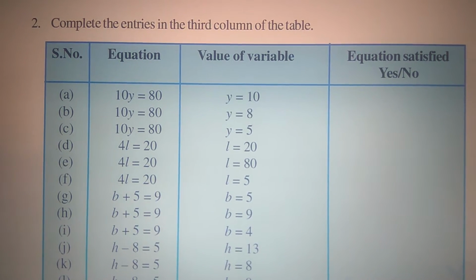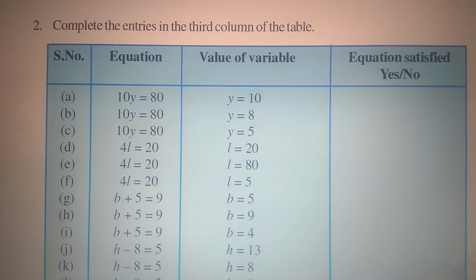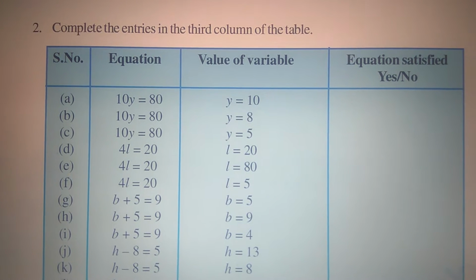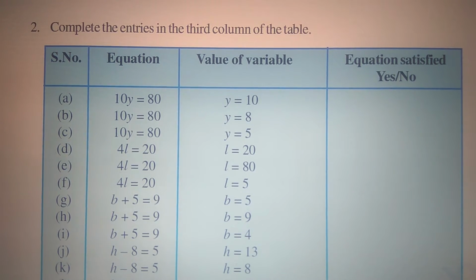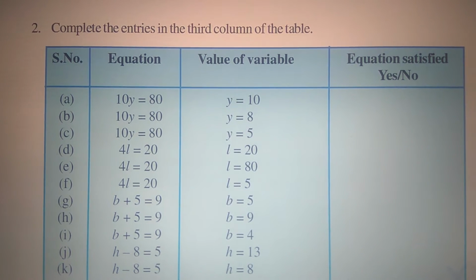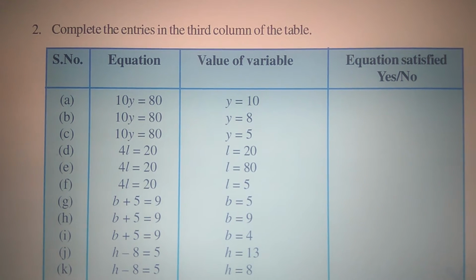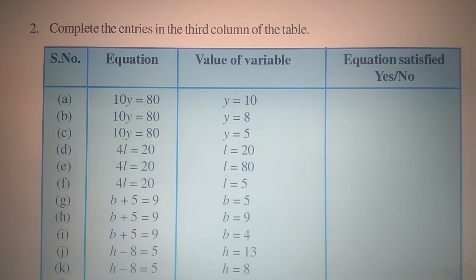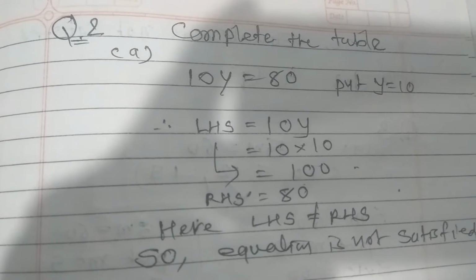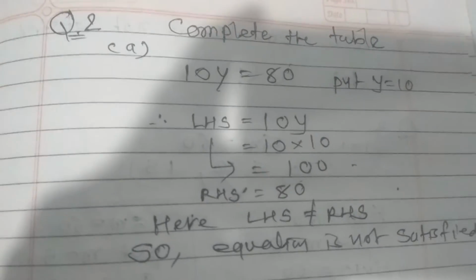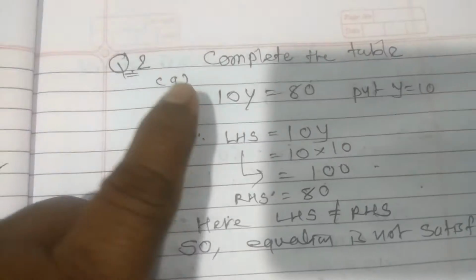Question number 2. Complete the entries in the third column of the table. 10y equal to 80, y equal to 10. Here you put the value y equal to 10 and then you see whether LHS equal to RHS. If LHS equal to RHS, then the equation is satisfied, otherwise it is not. Let's see. So in A, 10y equal to 80, put y equal to 10. So if y equal to 10, then LHS is what?